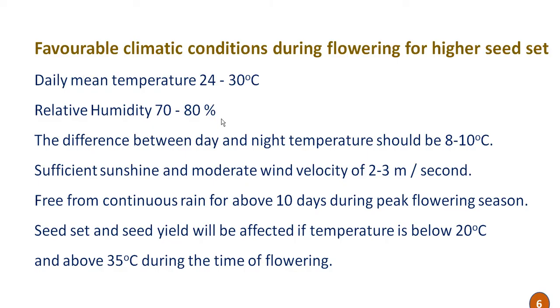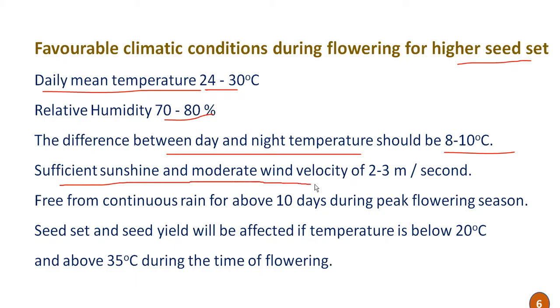So, what are the favorable climatic conditions during flowering for higher seed set in hybrid seed production? Let us see the points. First is a daily mean temperature in the range of 24 to 30 degrees Celsius. This is the good climatic condition for higher seed set. The relative humidity should be between 70 to 80%, and the difference between day and night temperature, also called diurnal variation, should be 8 to 10 degrees Celsius, with sufficient sunshine and moderate wind velocity of 2 to 3 meters per second.